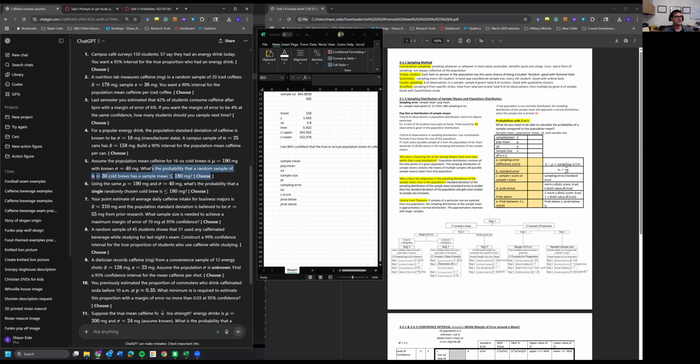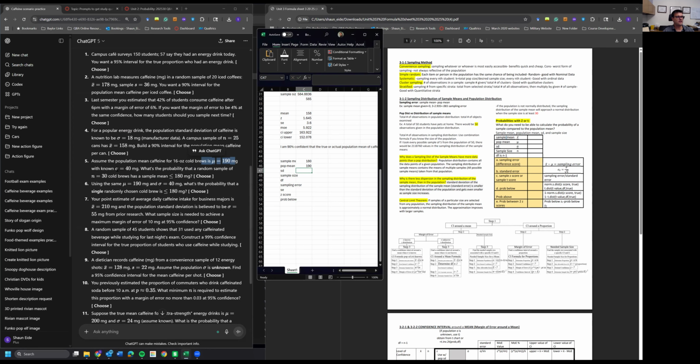What's the probability that a random sample of 30 cold brews will be 180 or below? So we're only going to do below. So what's the sample mean? We've got the sample mean of 180, and the reason why is we come right down here and it says, what's the probability of getting a sample mean of 180 or less? So 180, population, right up here, 190.